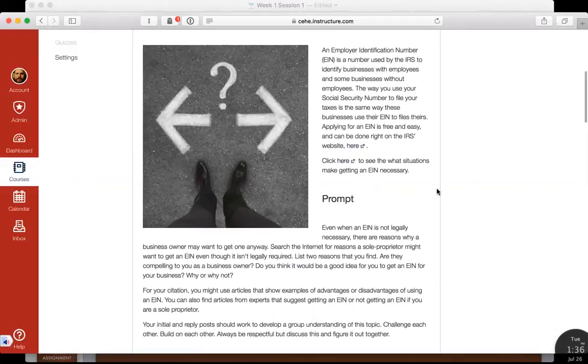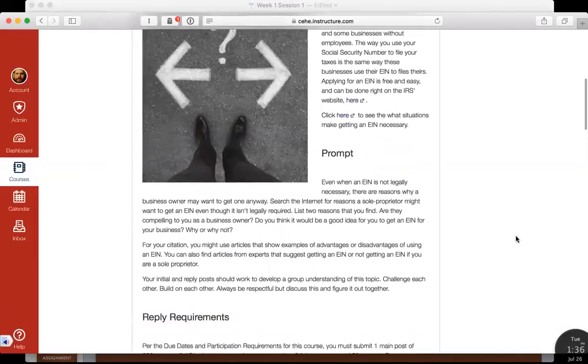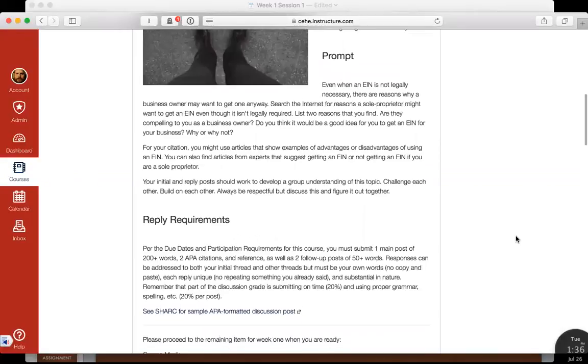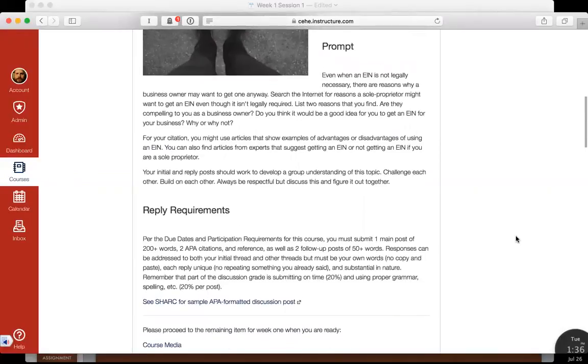Those are the same links that are in your course media page that we were just looking at. So even when an EIN is not legally necessary, there are reasons why a business owner may want to get one anyway. Search the internet for reasons a sole proprietor might want to get an EIN even though it isn't legally required. List 2 reasons that you find. Are they compelling to you as a business owner? Do you think it would be a good idea for you to get an EIN for your business?